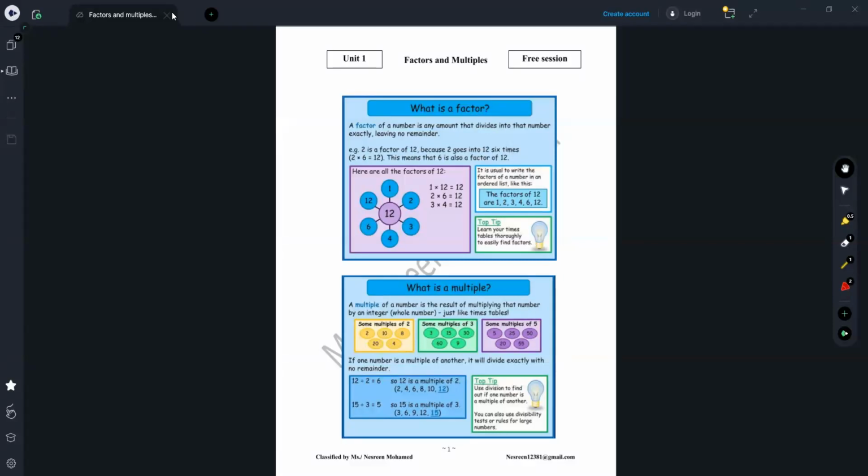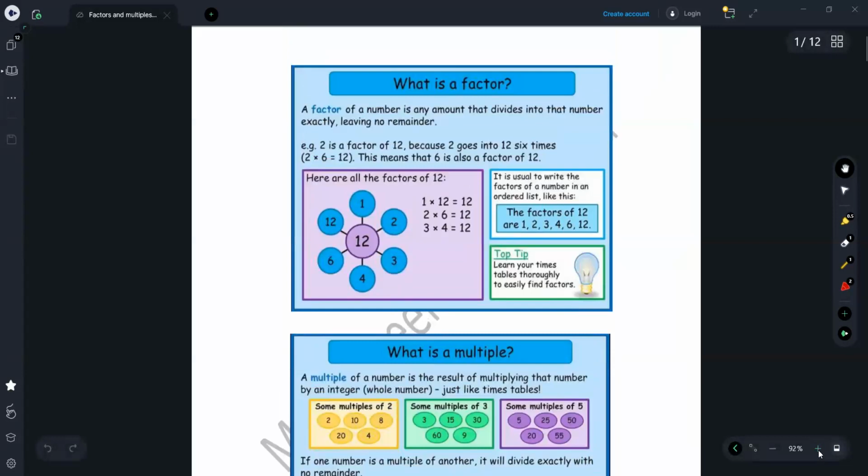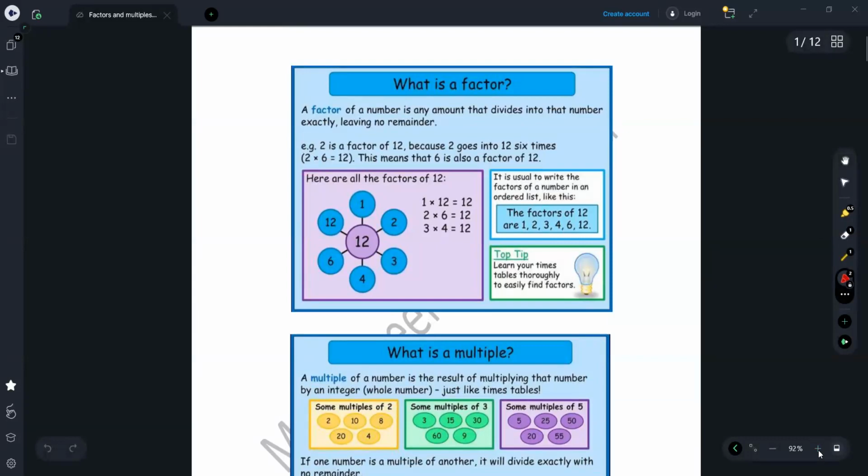We will start here by asking what we mean by the words factors and multiples. What is a factor? A factor of a number is any number that divides into that number exactly, leaving no remainder. So if I'm asking you, what are the factors of 12?